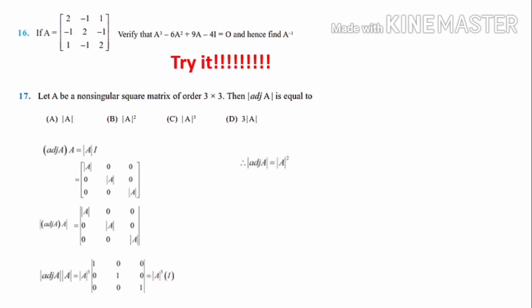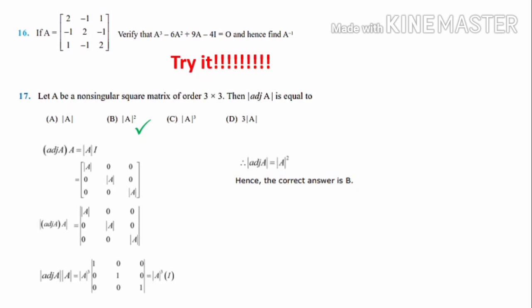So here determinant adj A is equal to determinant A square, because on the left side there is a determinant A, on the right side there is determinant A cube. So one will be eliminated. So here instead of 3, 2 will be coming because one is eliminated with the left side determinant. So determinant adj A is equal to determinant A square. So the correct answer is B, and B is the correct option.